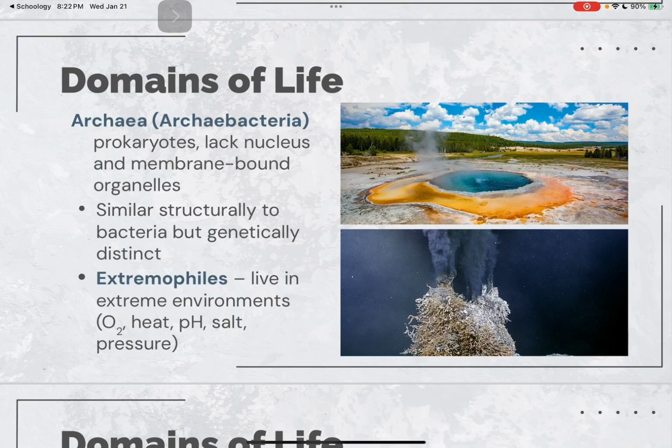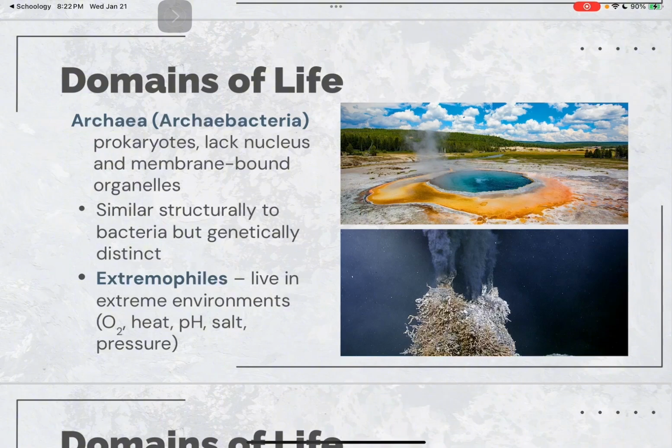Our archaea, or archaeobacteria, are prokaryotes that lack a nucleus and membrane-bound organelles, and they're similar structurally to bacteria, but genetically they are different because archaea are extremophiles. They live in extreme environments, so this could mean a lack of oxygen, extreme heat, extreme pH, extreme salt, extreme pressure. So if we take a look to the right, any of the bacteria that live within that hot spring, which is filled with sulfur and extreme heat, that's an extremophile. Think about the environment that it's in. And if it seems like an extreme environment, it's going to be classified as an archaea because it's an extremophile.